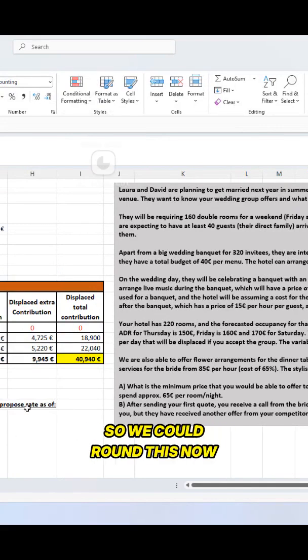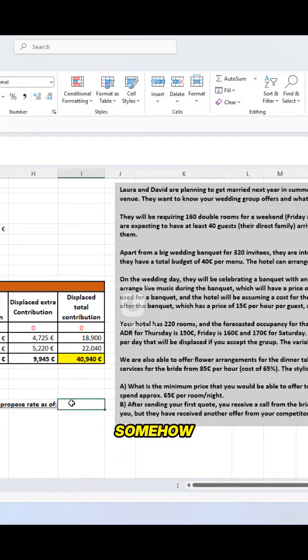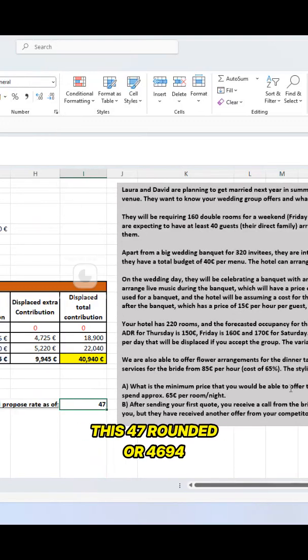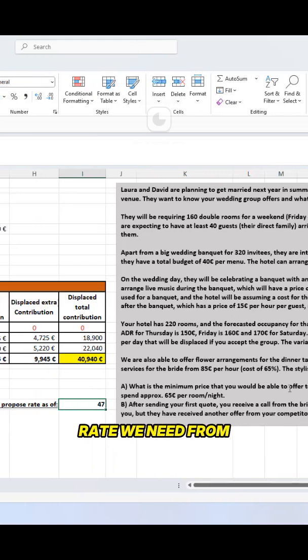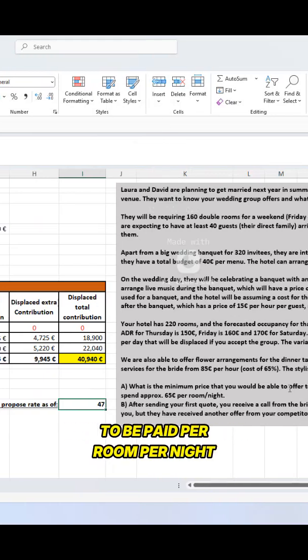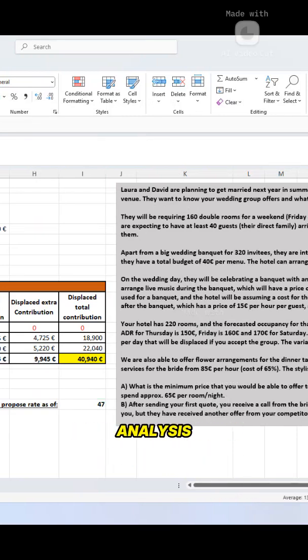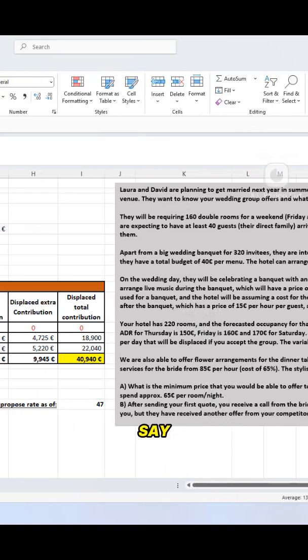So we could round this now. Obviously, we need to have somehow a rounded figure in mind, to at least, let's say, 47, right? Because we don't want anything less than that, because we don't charge cents normally. And that now means with this 47 rounded, or 46.94 to be exact, that's the minimum rate we need from the group to be paid per room per night, plus all their extras here from the contribution analysis, in order for us to say yes to the group.